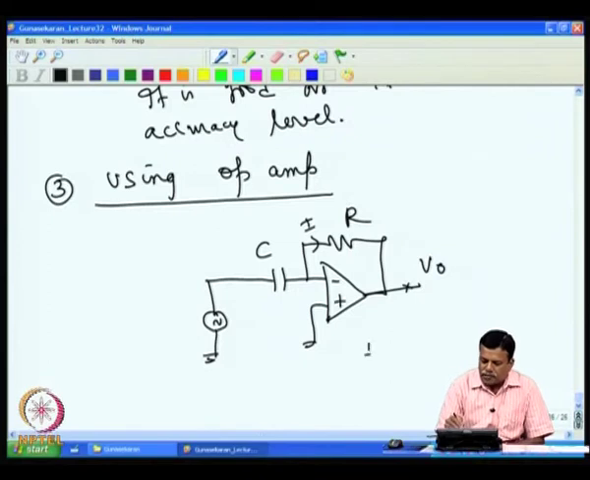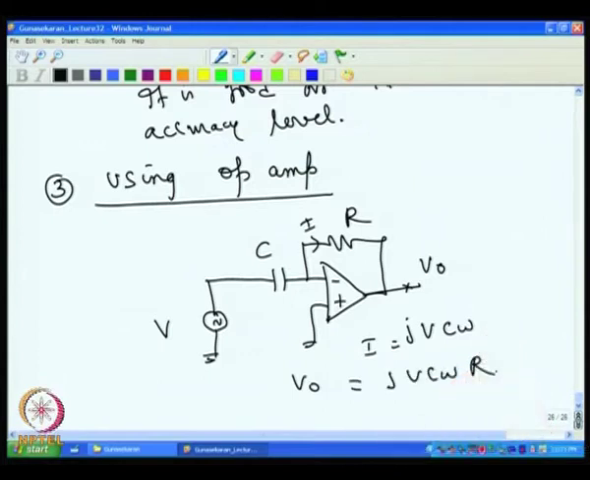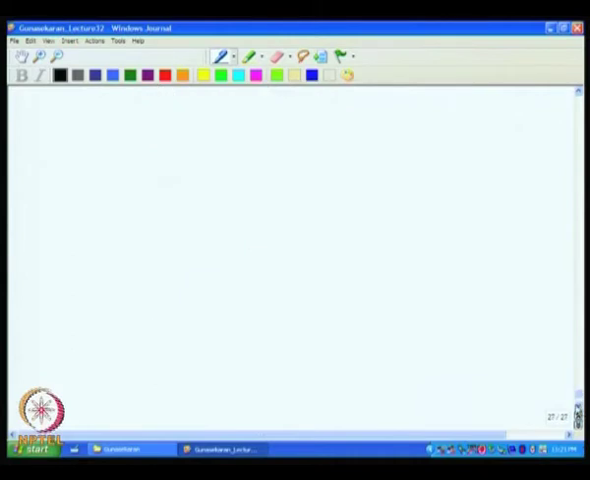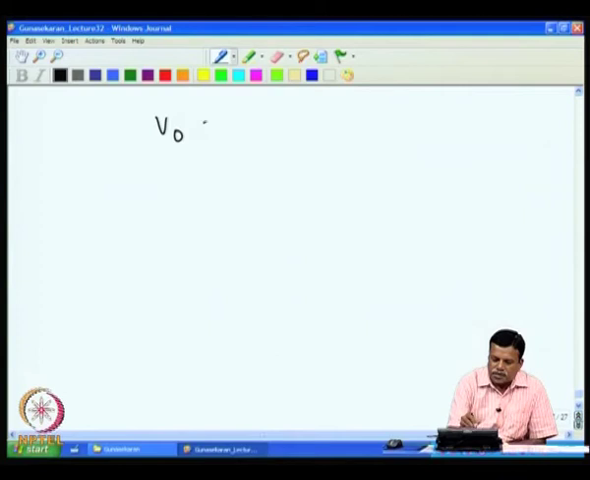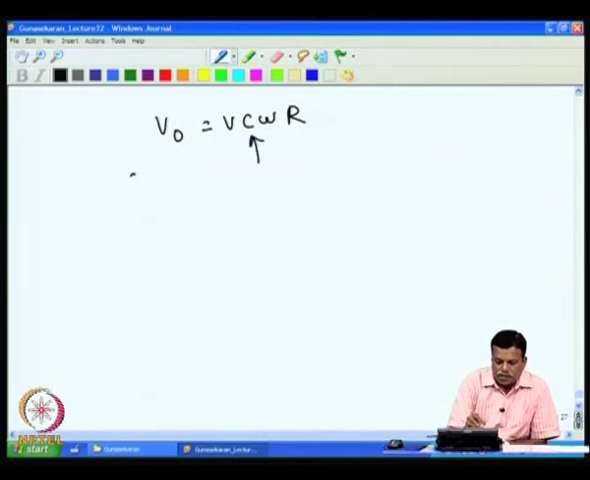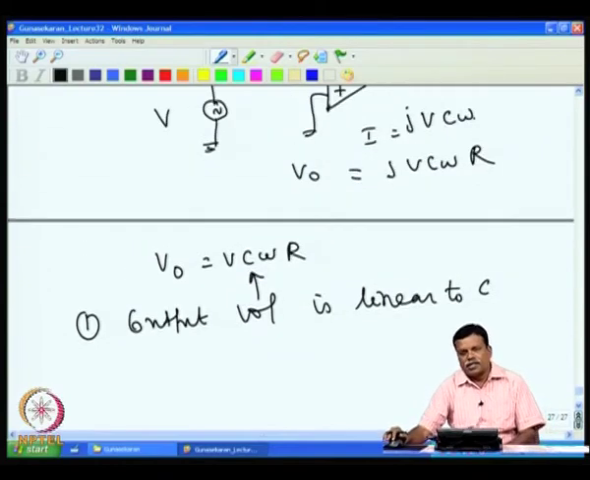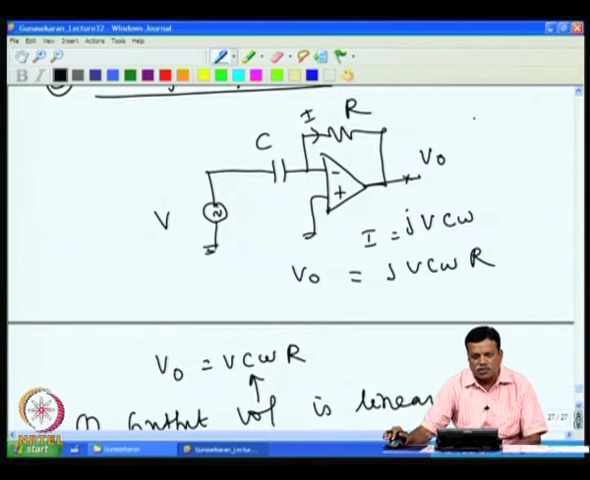The current I is given by, if this is V, then V into C omega, of course with j, and then multiplied by R gives the output voltage: j V C omega R. If we take the magnitude, the output voltage comes as V C omega R. That means the output voltage is proportional to capacitance C. So, the output voltage is linear to C.